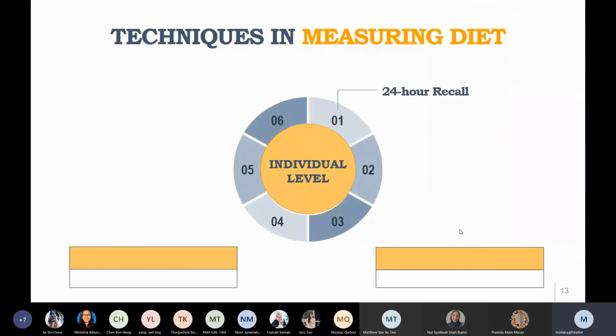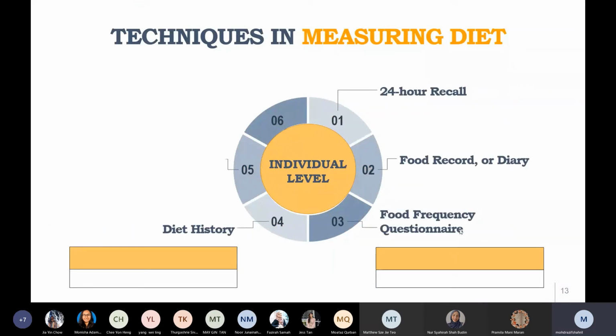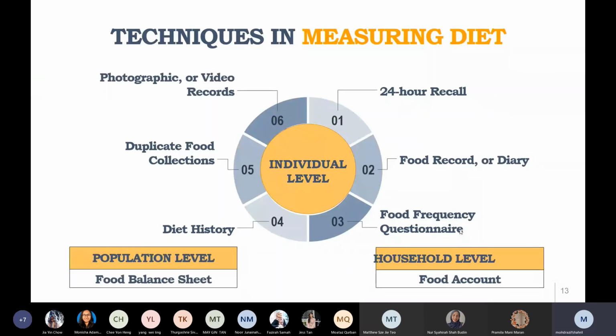So this is the last slide for the first part. There are several techniques in measuring diet. It is based on the level of measurement that we are interested in. If we are interested to see the dietary intake at the population level, a food balance sheet is the best method for measuring diet. And if you are interested to just know the dietary intake of the household, then food account, or previously I said food disappearance study. So food account or food disappearance study is a similar term. It's the best method to measure diet.